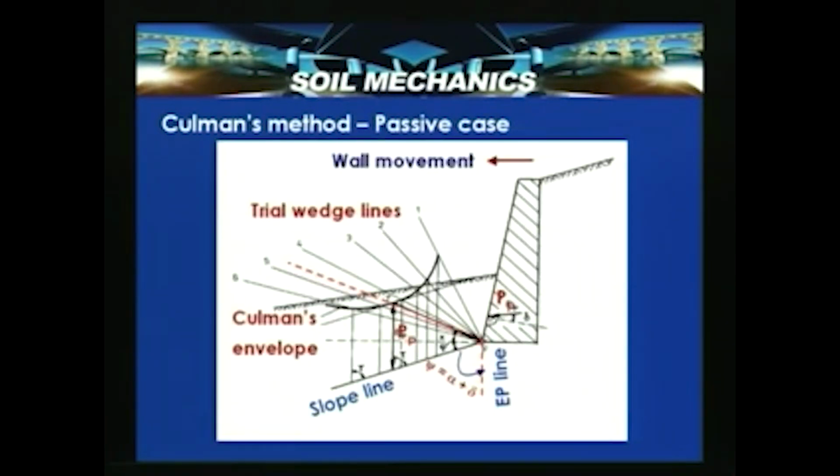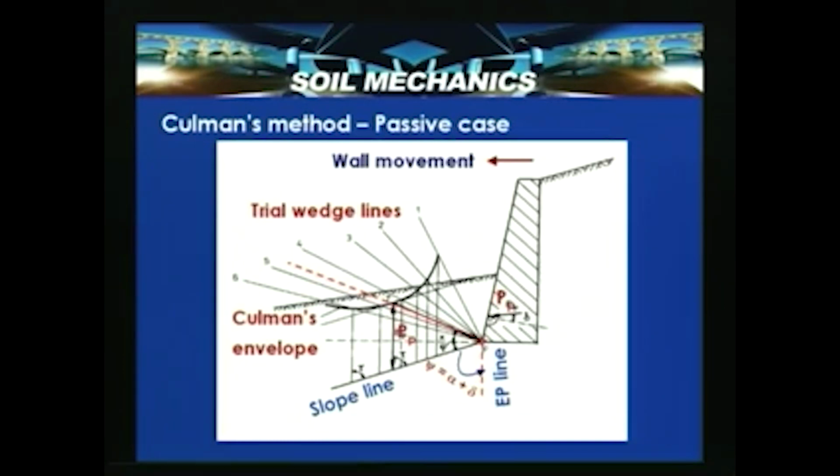Similarly, Culmann's method for the passive case can also be determined. In this case, a wall cross section is shown. When the wall tries to move in this direction, this portion becomes the active side and this portion becomes the passive side, and when the wall is moving towards it, this portion will be subjected to compression. So in this case, we are interested in determining the passive thrust exerted by the fill opposite to the wall when the wall is moving towards it.